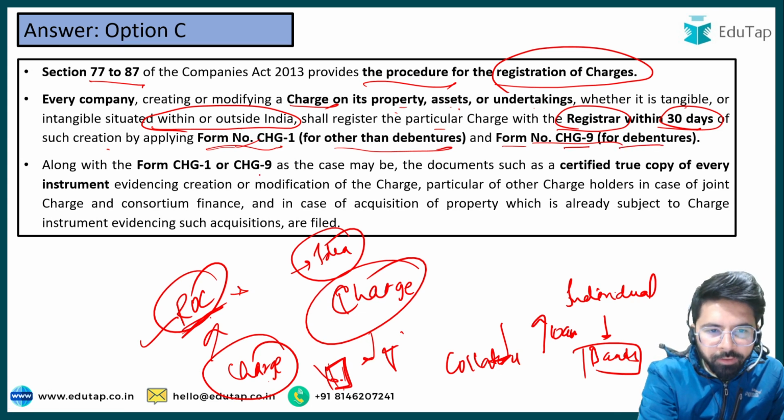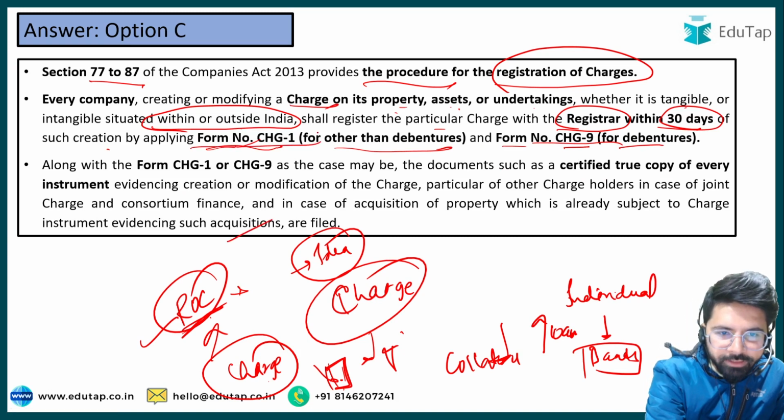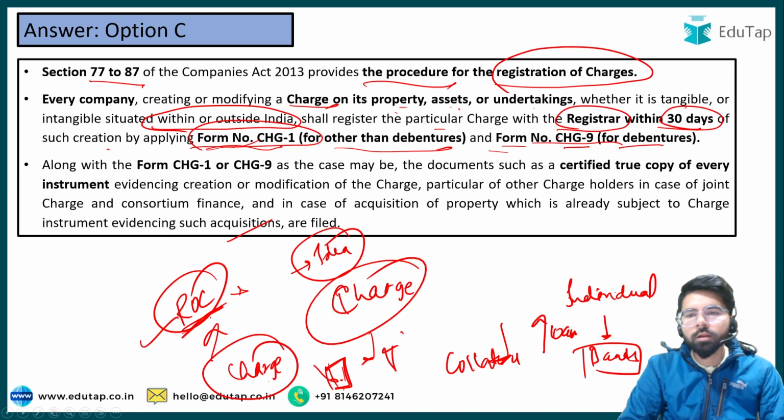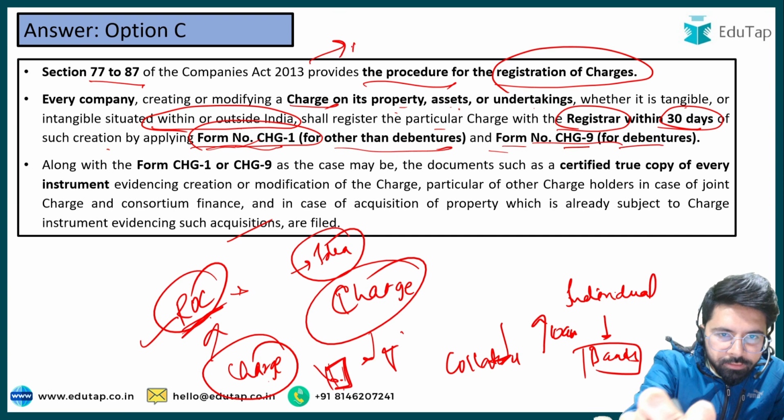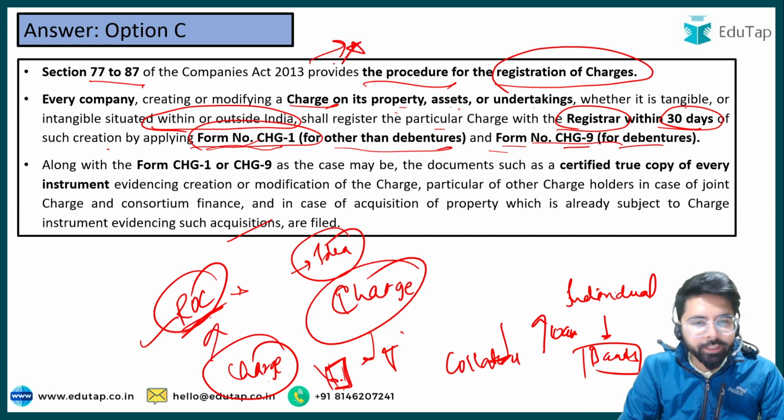Along with CHG1 or CHG9, the documents such as a certified true copy of every instrument. So this is not that important. You can remember these form numbers if you want. Even this is not that important from the examination point of view, because this is not even a chapter that has been mentioned by the SEBI Grade A examination as part of its Companies Act syllabus.